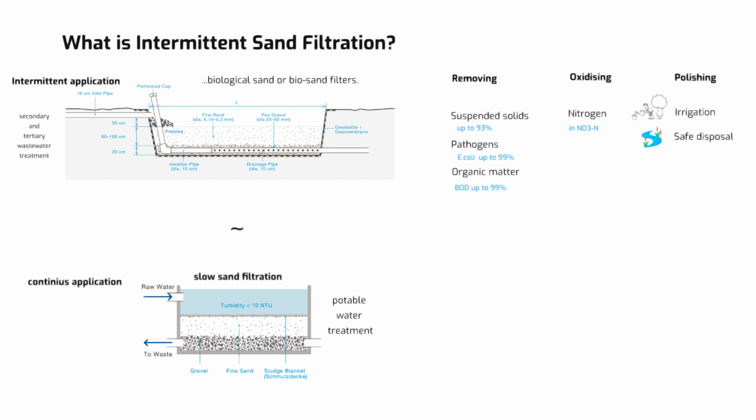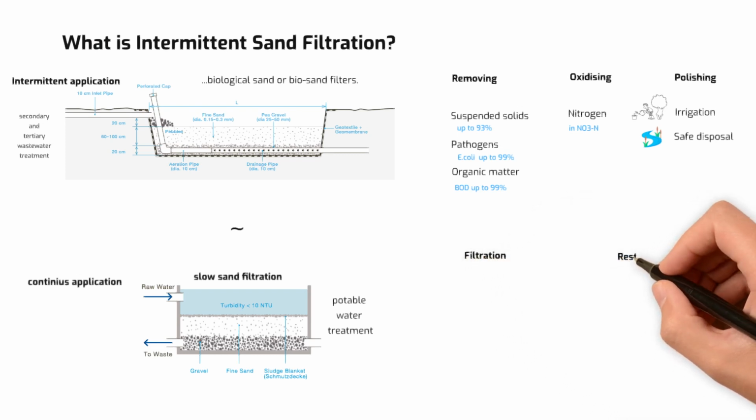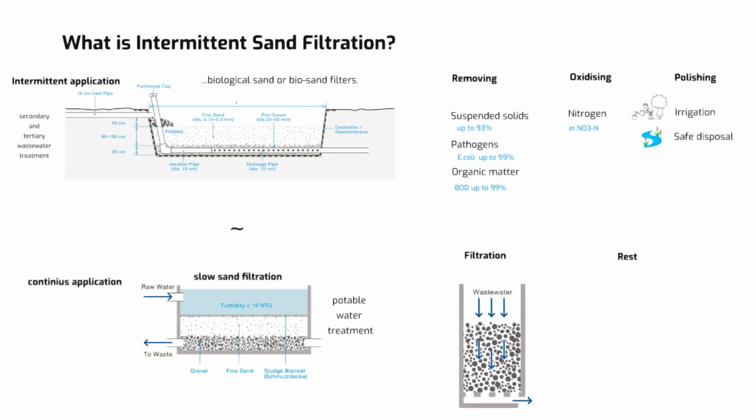ISF operates intermittently, alternating between periods of filtration and periods of rest. During filtration, wastewater flows through the filter media, undergoing physical, chemical, and biological treatment. In the resting phase, the wastewater level drops below the surface of the sand, allowing air to enter the filter media, thereby replenishing the oxygen required for the microorganisms in the biofilm.